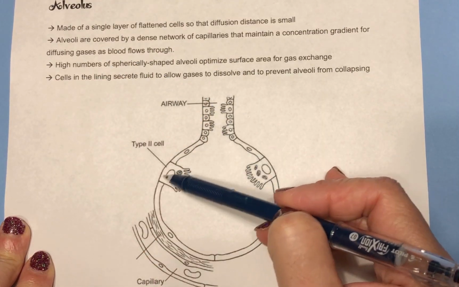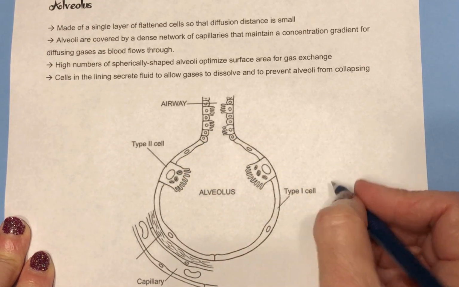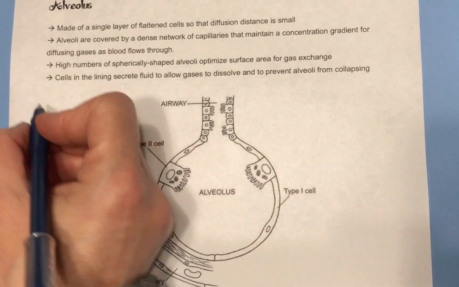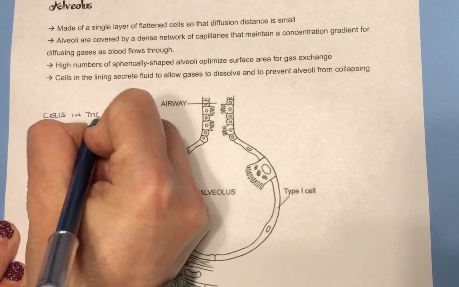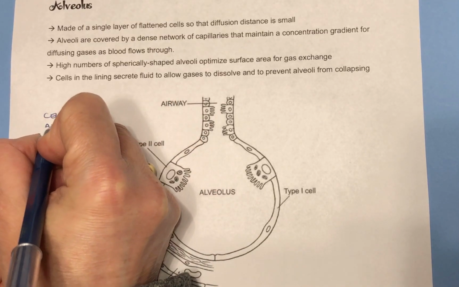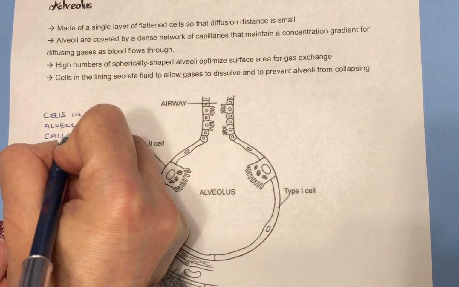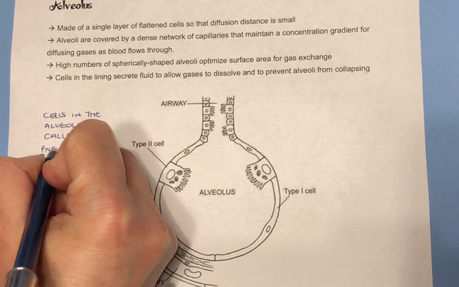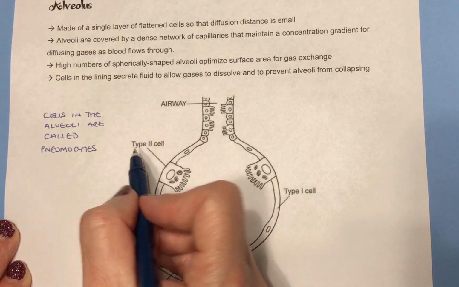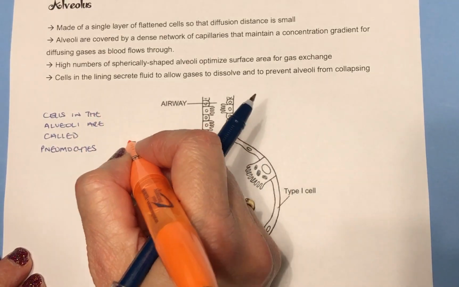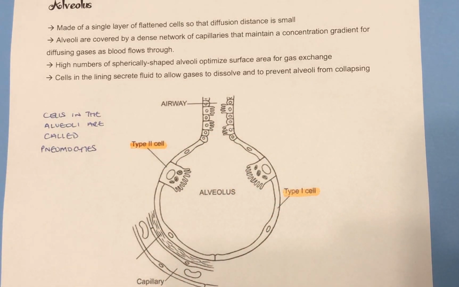Now the important thing for us is we have these 2 different types of cell, type 2 and type 1, and they are called pneumocytes. So the cells in the alveoli are called pneumocytes. We have two types, type 2 and type 1. So what do these things do?